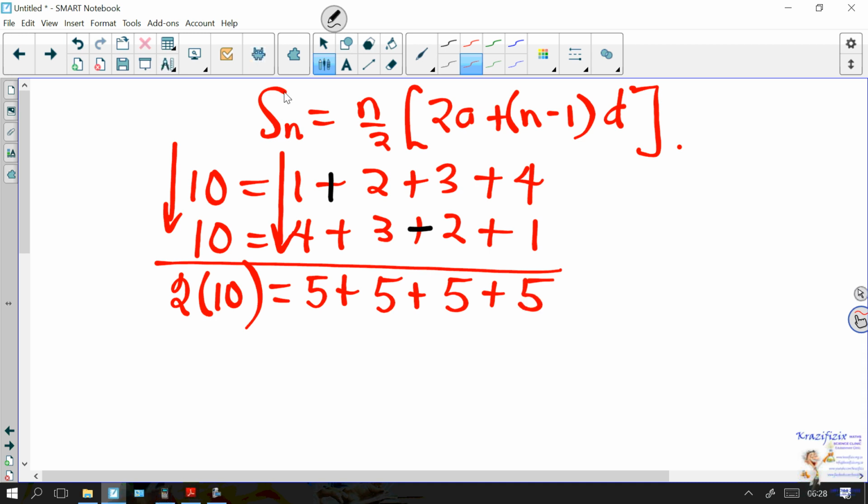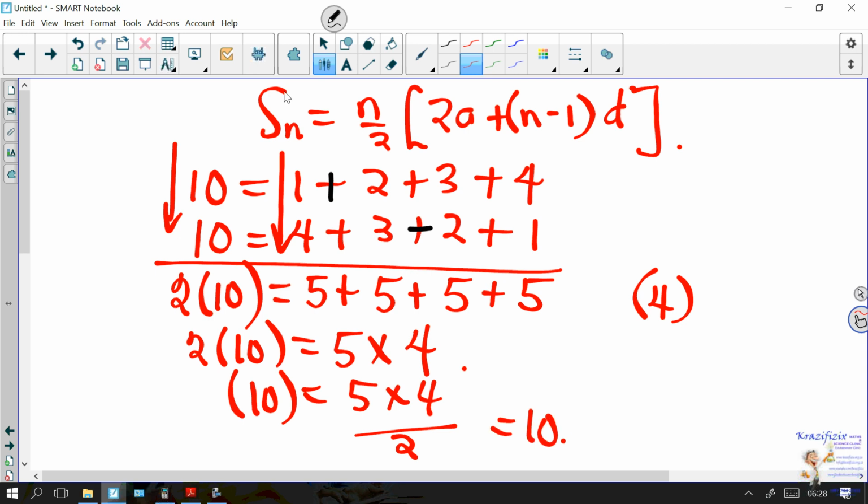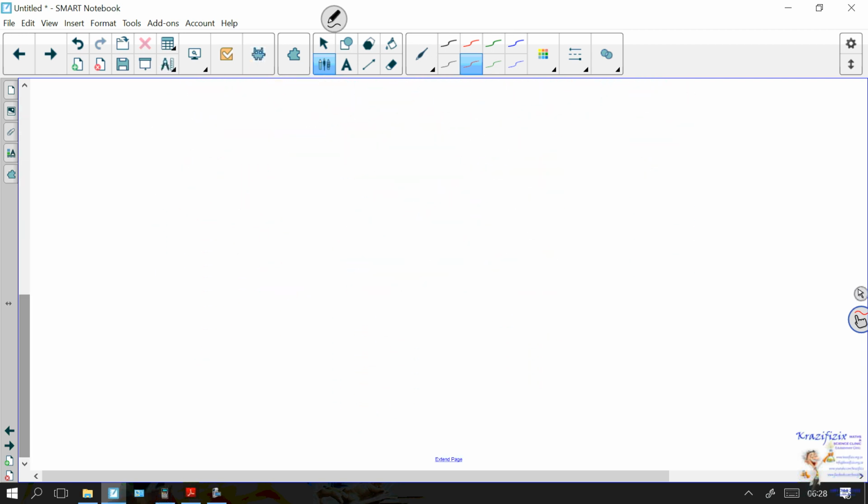So basically, you can actually say 2 multiplied by 10 equals 5. How many terms here? There are 4 terms, right? 5 times 4. Can I divide both sides by 2? I wanted to check this. 10 equals 5 times 4 divided by 2. Do you notice we are going to get 10 on this side as well? And that's the proof. That's how to prove it. All right, let's make sense now. So please rewind this video and quickly check my principle, because that's what I'm going to do.